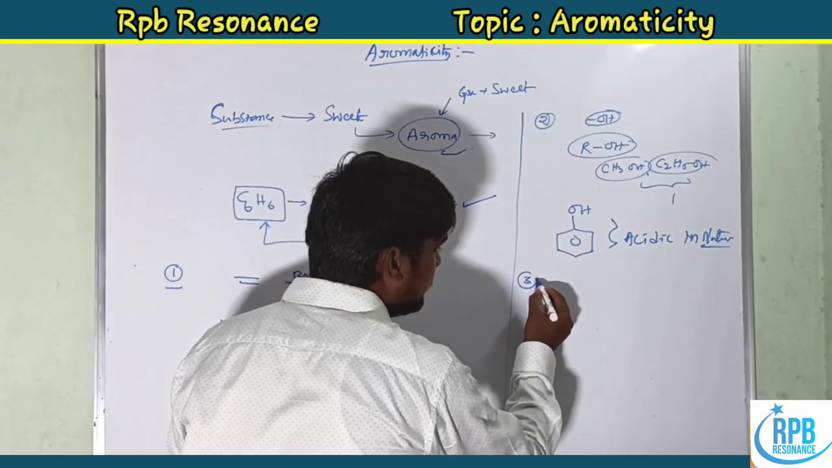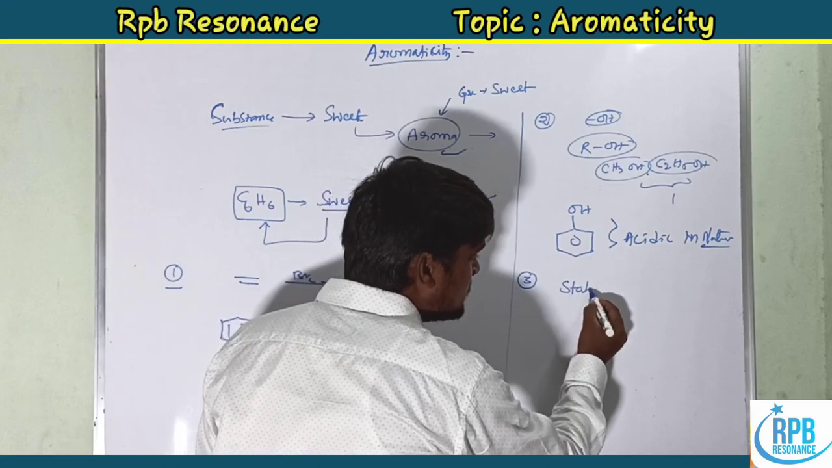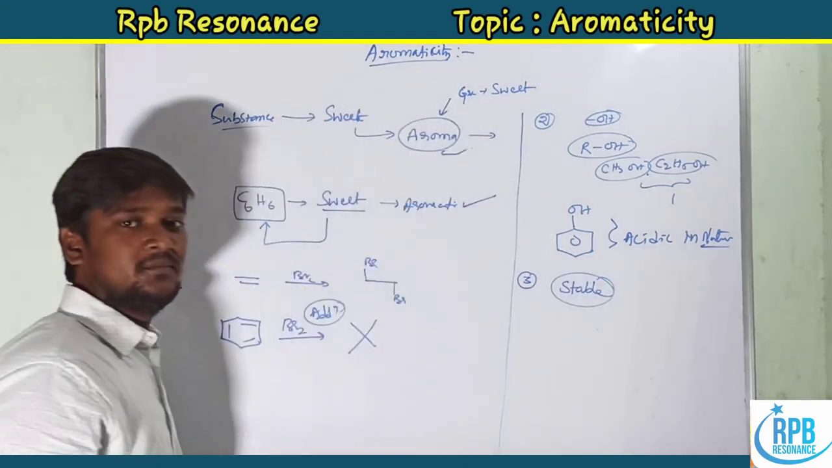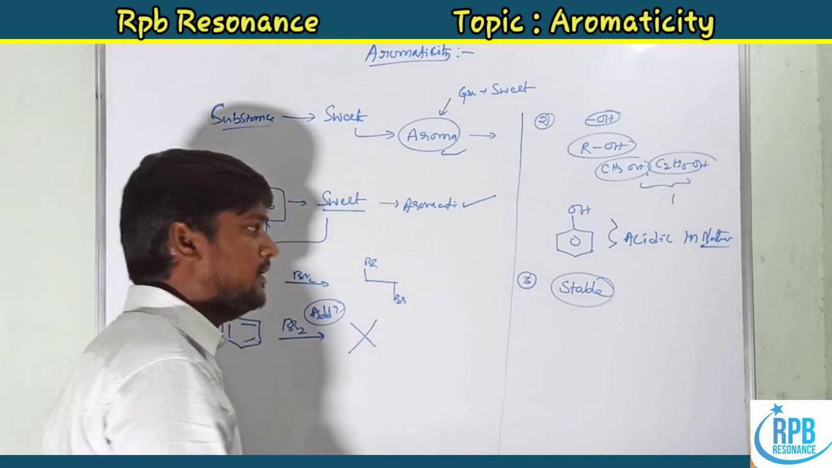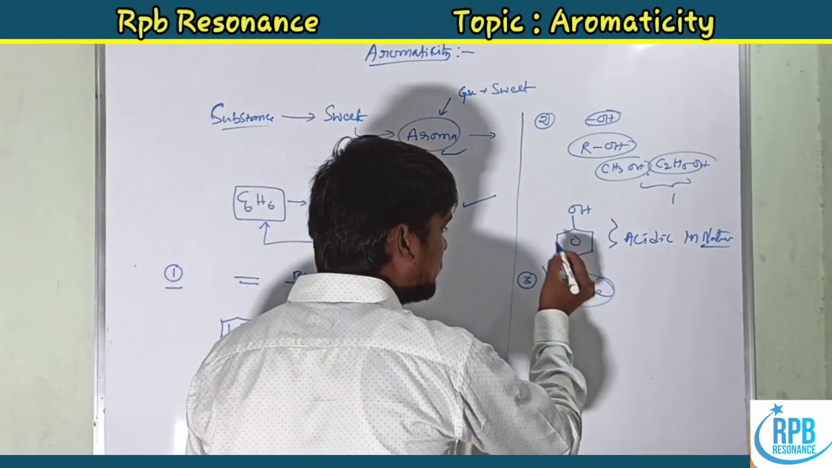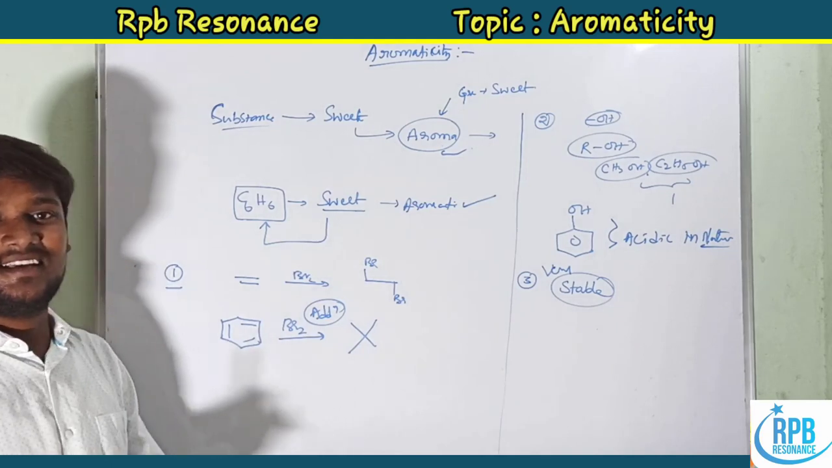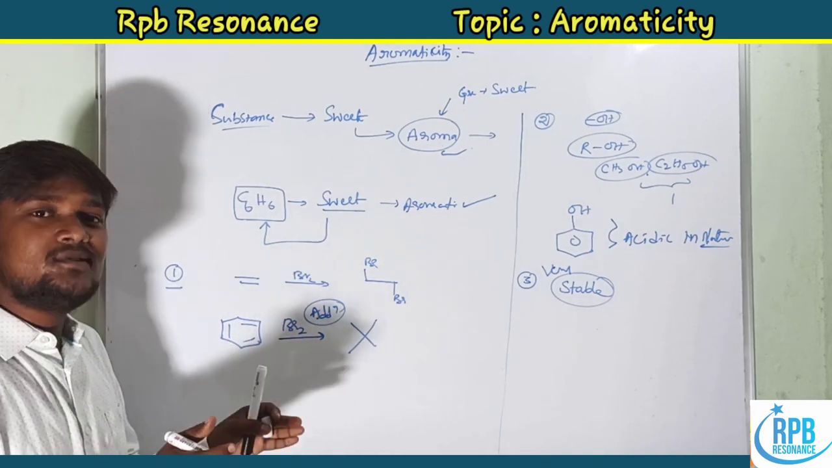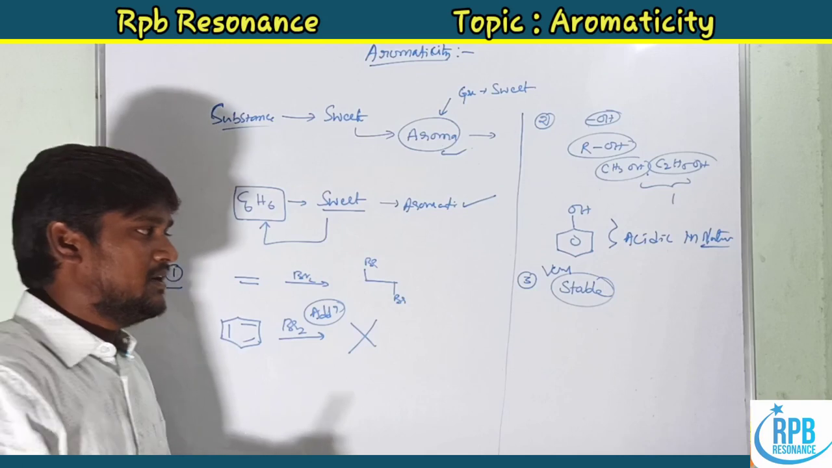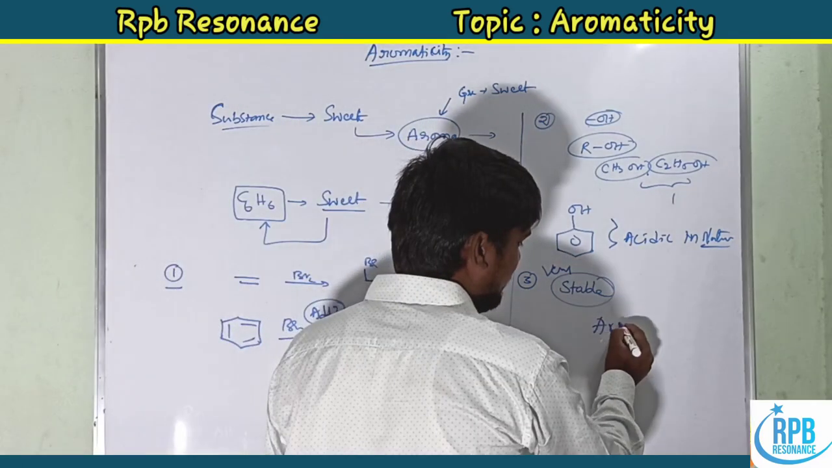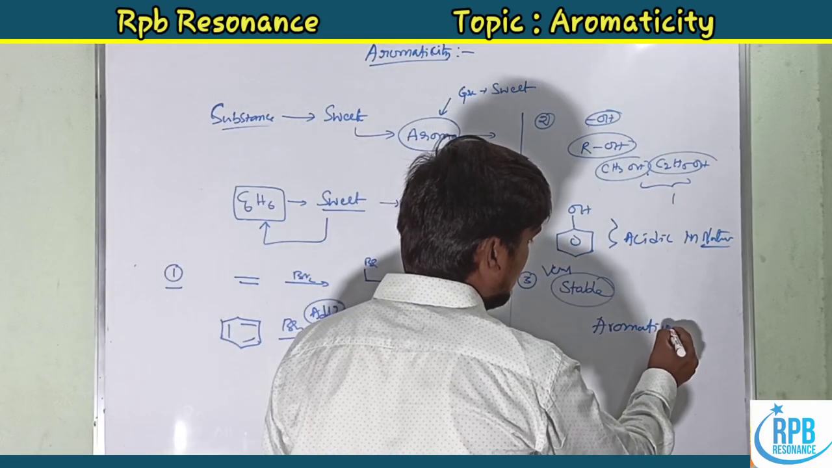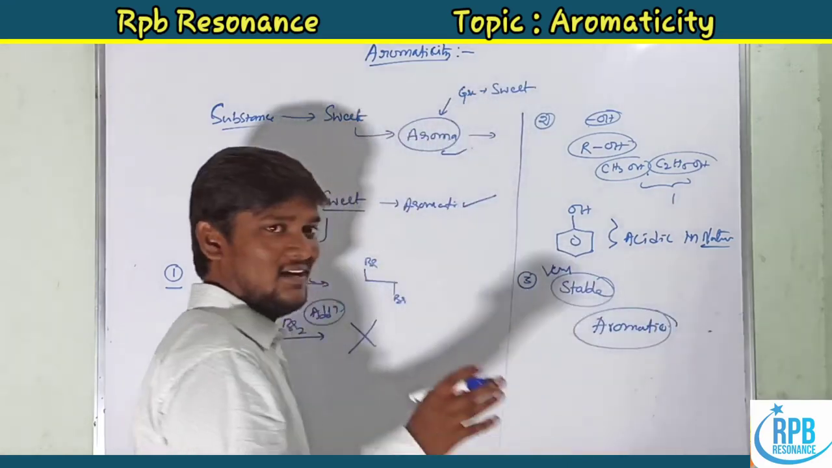Now the third point is that those compounds are very stable. Those compounds' lifetime is very long, which makes them very stable compounds. Now these types of deviations are observed, so those deviated compounds are also called aromatic compounds. But these are only assumption-based theories.